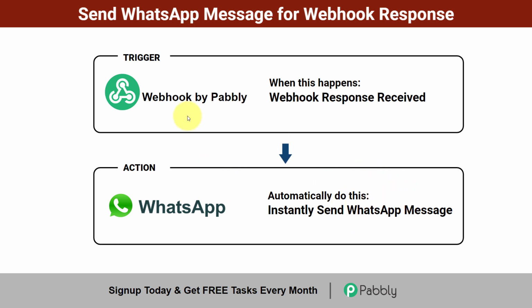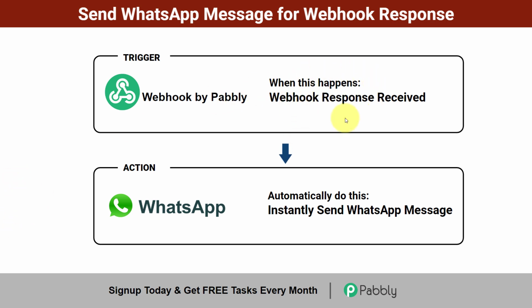So what will happen? Firstly, we will copy and paste our Webhook URL in that application, and as soon as any event happens in that application, the data will be received as a Webhook response. Now that application could be a form builder or an email marketing or even a CRM application. It could be anything.